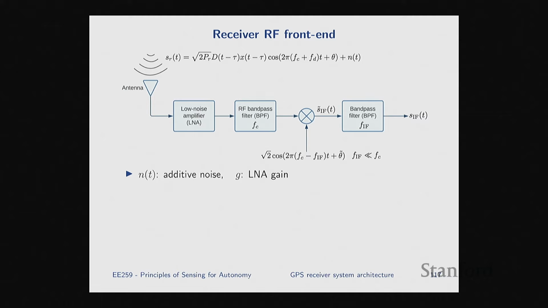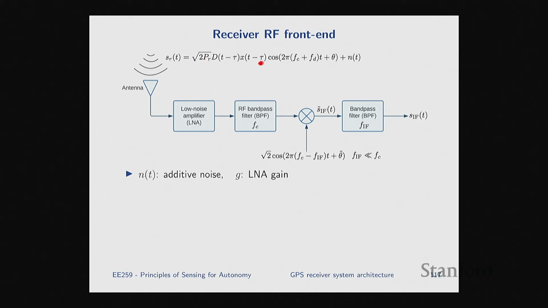So basically everything you see here is inside the RF front end, right? So we're zooming in and seeing what's happening inside what we call the RF front end. Okay, so there's a signal coming in, that's s_R. That's the power in it, root P_R, and then there's the navigation and the code signal that are delayed by the time of flight, right?